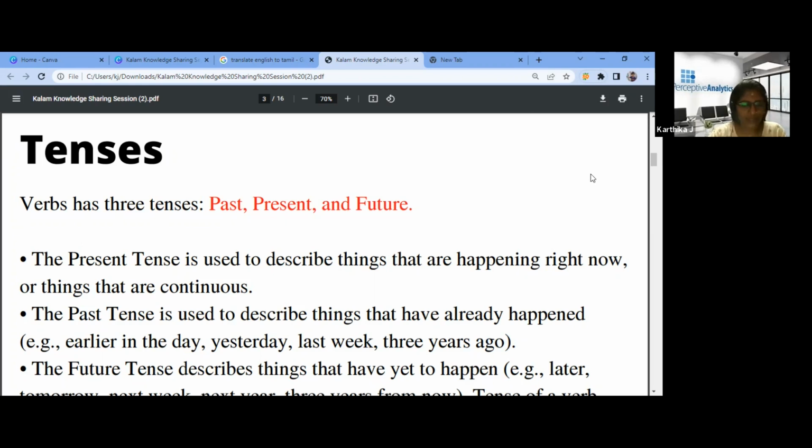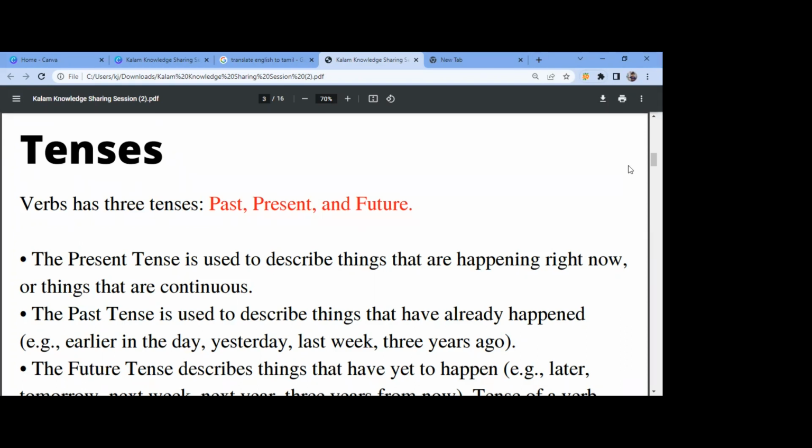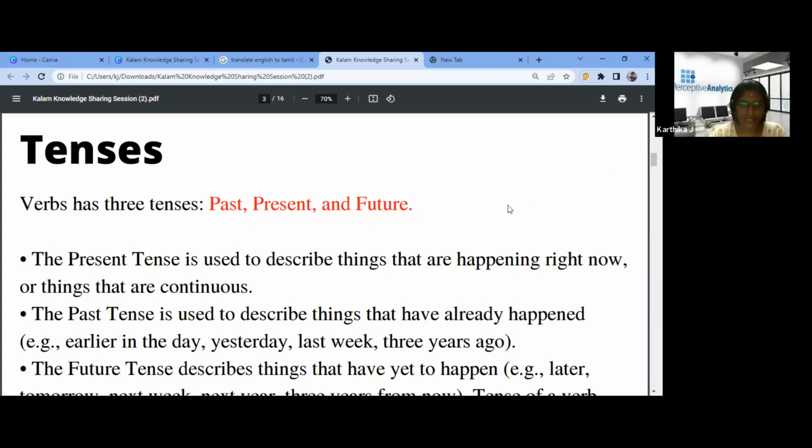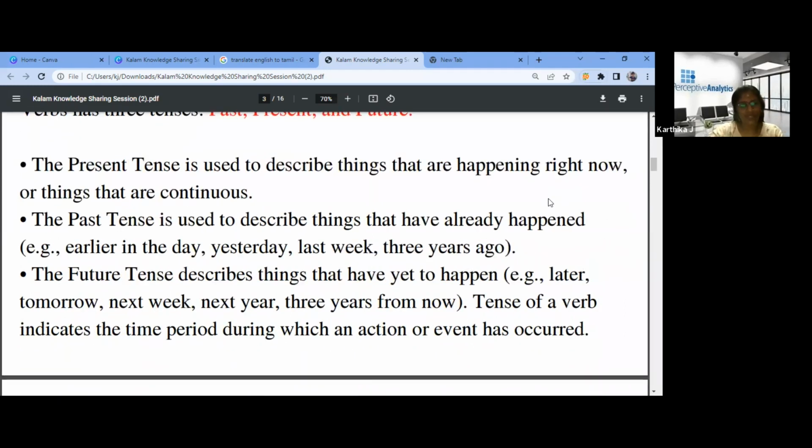The past tense, mostly it has happened in the past. The past tense is used to describe the things that have already happened in earlier days, like yesterday, last week, some years ago. So that we call a past tense. Next one is future tense. Future tenses describe the things that have yet to happen, something that will happen in the future. For example, later, tomorrow, next week, next year, or some years after. So this we call a future tense.